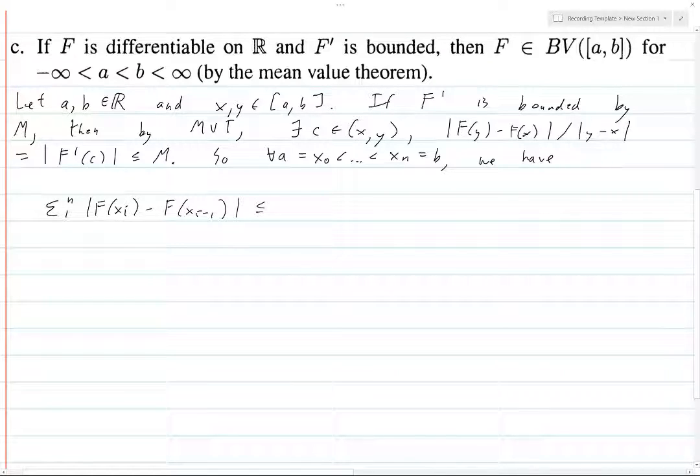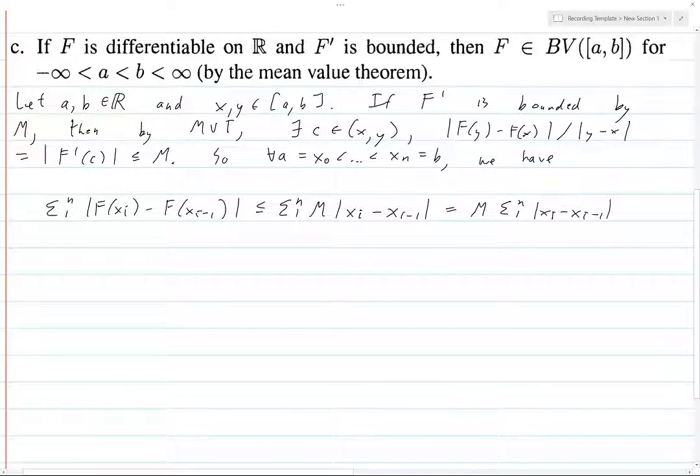This is bounded by, well, let's write out some more details. Just by this thing that we did before, if we were to bring this y minus x over to the other side, then it would come over here. So this is just M times (x_i minus x_{i-1}). And then you bring the M out front. So this is M times the sum from 1 to n of x_i minus x_{i-1}.